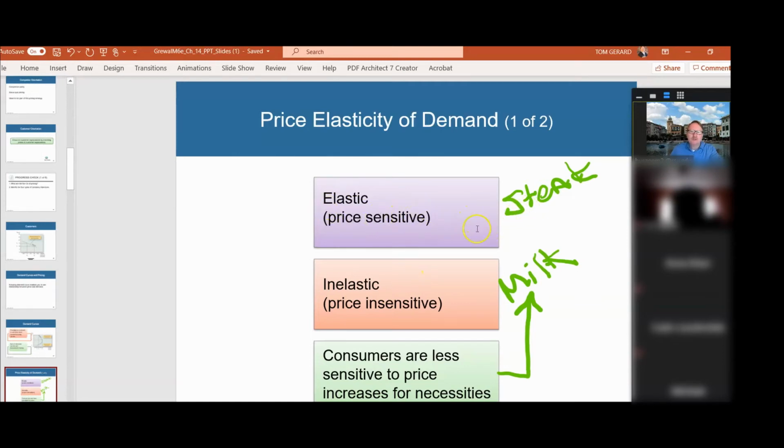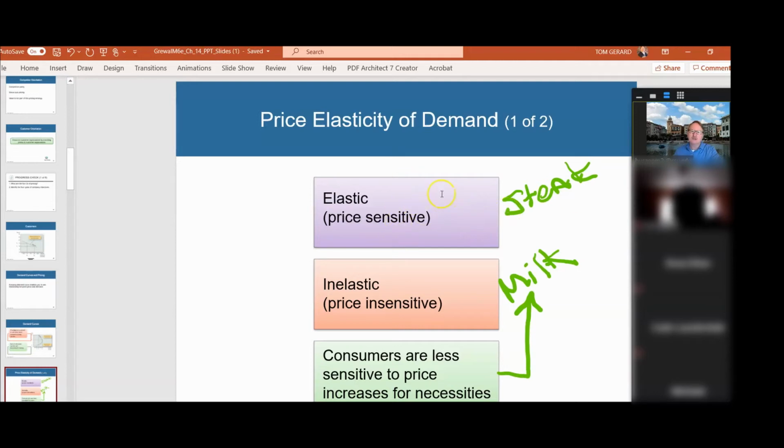Elastic is more sensitive. So here I got the steak dinner. Maybe you get laid off from your job because of COVID-19 and you are out of work. You might still have to buy diapers for your baby, but you're not going to go out to buy a steak dinner somewhere, or you're not going to go to the grocery store and buy T-bone or the New York steak, because now you're on a tighter budget. Maybe you're going to buy hamburger or round steak or something like that, right?